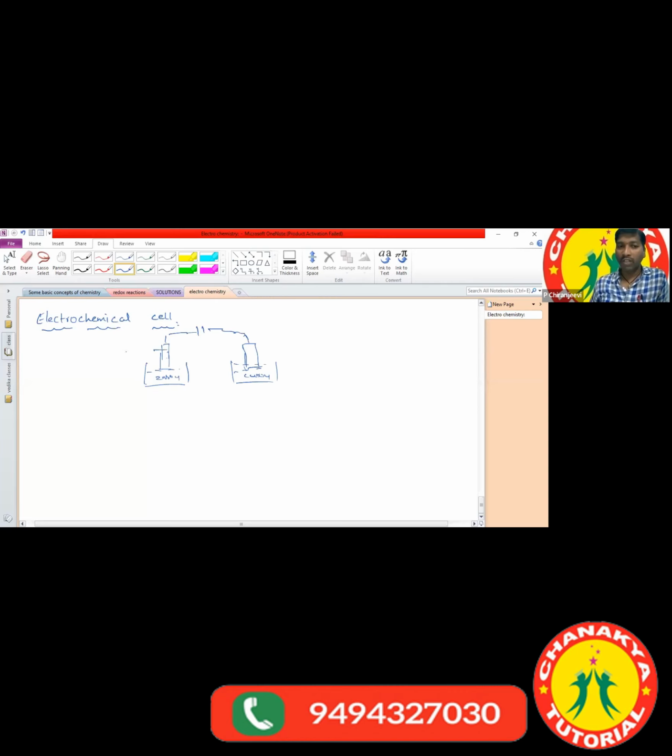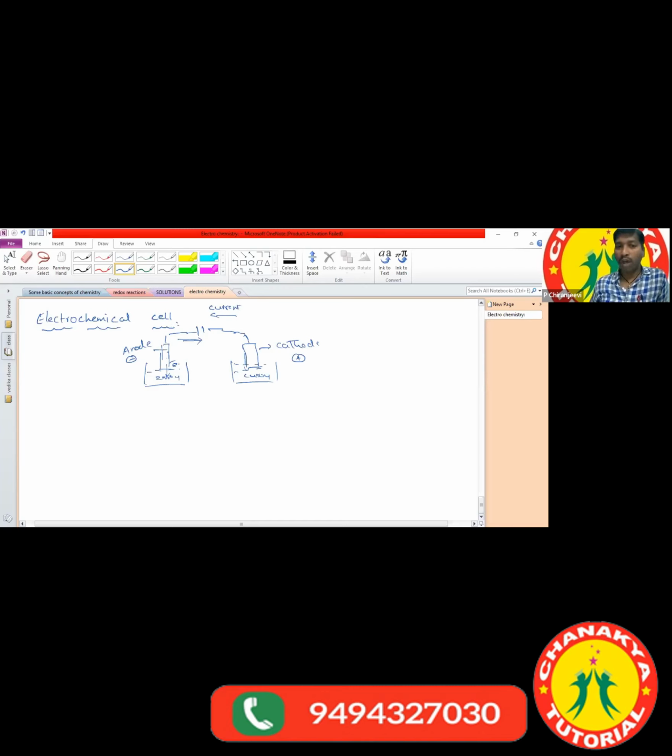One is taken as the anode and the other as the cathode. In the electrochemical cell, the cathode has positive charge and the anode has negative charge. Why does the anode have negative charge? Here, zinc metal undergoes the oxidation reaction, so it releases electrons. These electrons move from anode to cathode, and the current moves from cathode to anode.